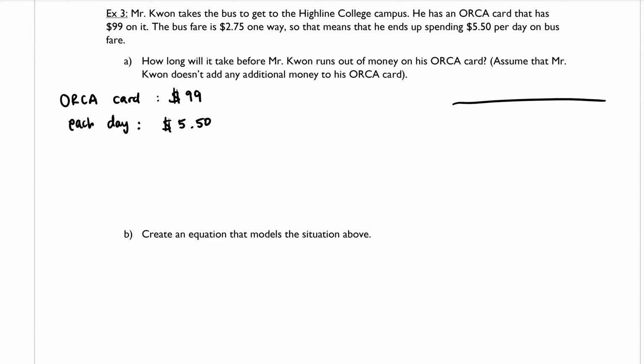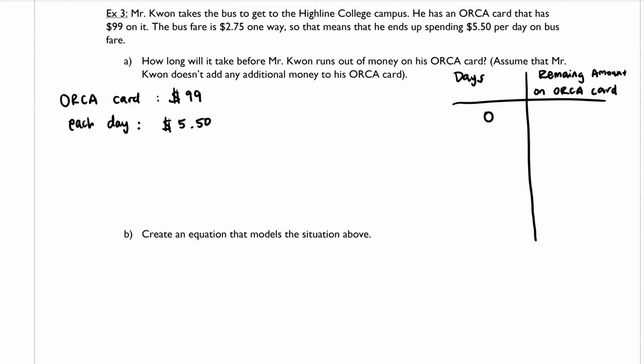So what would our input represent? That would be the number of days. And our output would be the remaining amount on the Orca card. And if you don't know what an Orca card is, it's just like a plastic card that you can load with a balance of money to take public transportation in certain parts of Washington state.